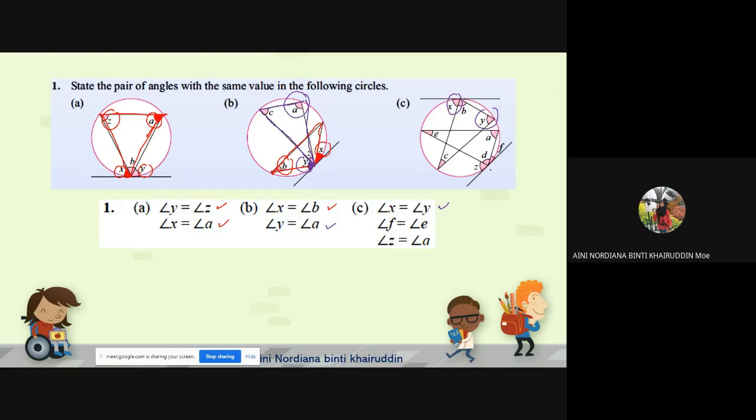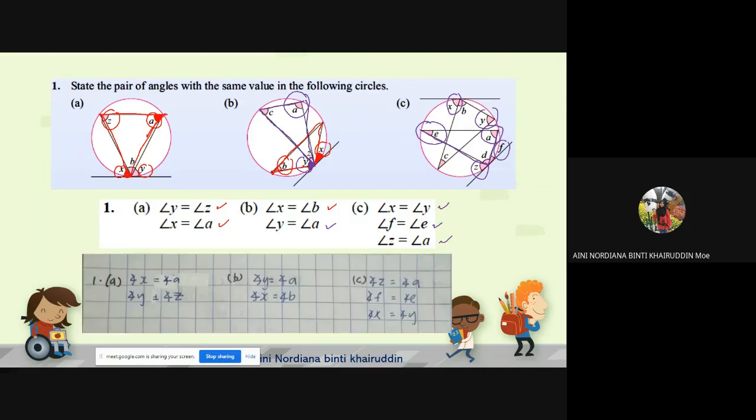Angle F. So this is the chord. Look at the circumference. So equals E. Angle Z. This is the chord to the circumference. So equals A. Senang je nak identify. Tapi kena hati-hatilah. Sebab bila dah banyak sangat macam ni, you will get confused. So kena tengok betul-betul. So this is your friend's answer. All are correct.